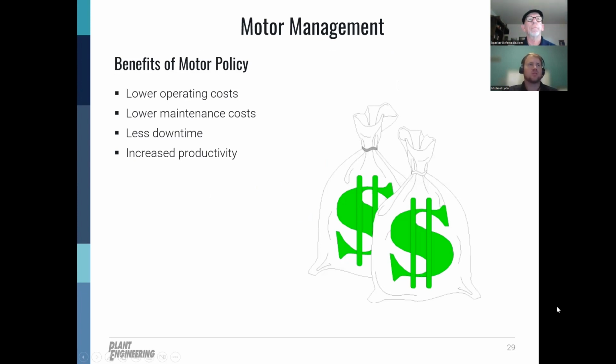So what are the benefits of a good motor management program? Energy savings, cost savings, increased production, shorter downtime, happier management, right? You would have all of those things, maybe less pressure on you, it'd be less pressure on me for sure. Less pressure at your facility.